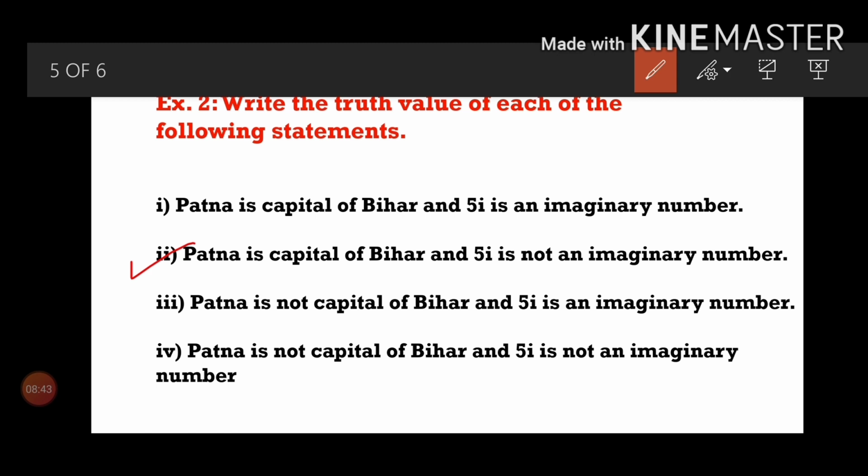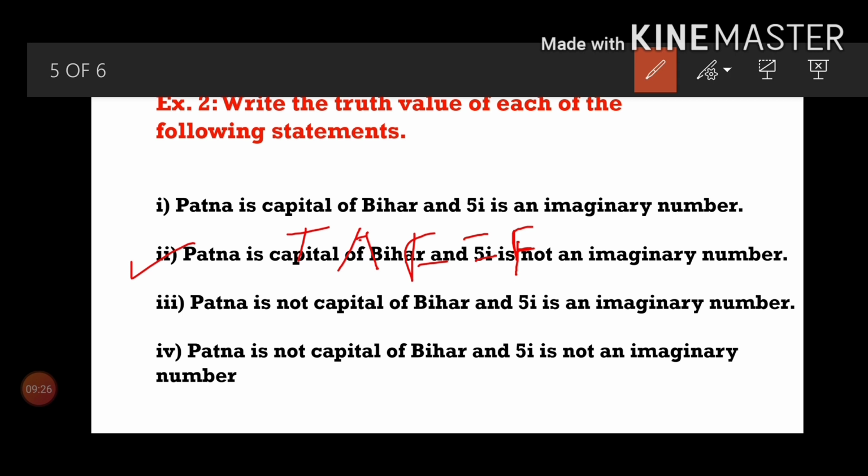Second statement: Patna is the capital of Bihar and 5i is not an imaginary number. Patna is the capital of Bihar is true, and 5i is not an imaginary number is false. So the first sentence is true and the second sentence is false. T and F equals F. Then the truth value is F.